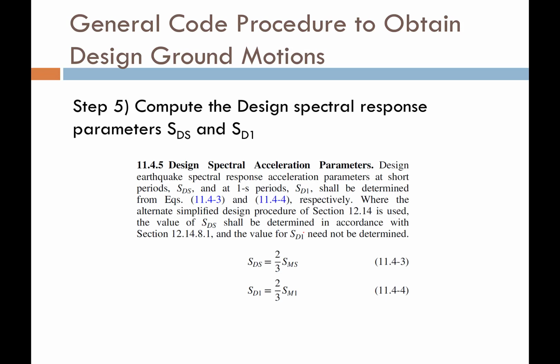Then you also need to design ground motions. So to get the design ground motions, you're just going to take those values that you just computed, SMS and SM1, and you're going to multiply each of them by a factor of 2/3 respectively to get the SDS and SD1 ground motions. Now these are the design short period and long period ground motions that you would use. And the structural engineers would use these for their design.